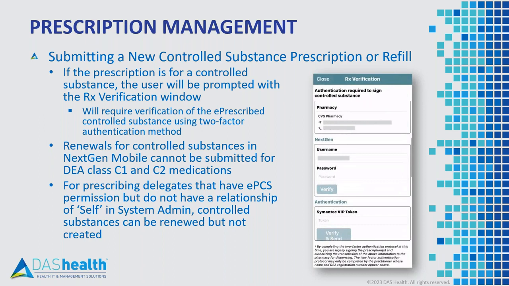The rules for which substances can be renewed and by whom are the same for mobile as they are within the EHR. So renewals within mobile cannot be submitted for DEA class C1 and C2 medications. And then additionally, prescribing delegates that have the EPCS permission, but they don't have a relationship of self and system administrator, are able to renew controlled substances, but not prescribe them initially. So again, those rules are similar to what's in the EHR. They apply for mobile as well.